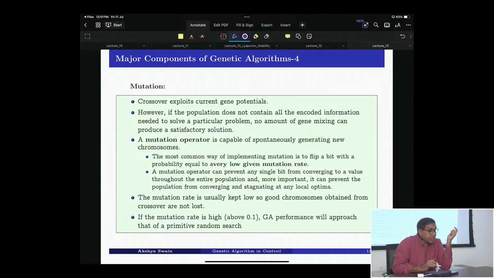Crossover explores the current gene potentials. However, if the population does not contain all the encoded information needed to solve a particular problem, no amount of gene mixing can produce a satisfactory solution. A mutation operator is capable of spontaneously generating new chromosomes. So the mutation rate should be low, say 0.1 probability.